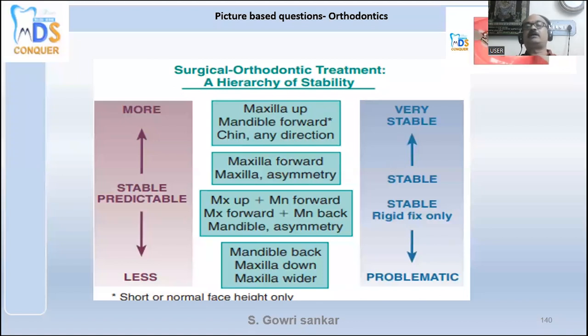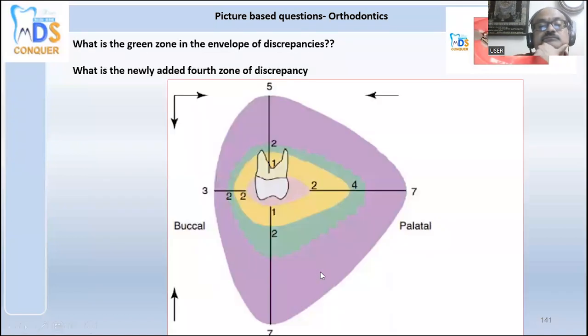They are not given as a picture-based question, but there are chances they may ask A, B, C, D, which one is first, which one is last. So more stable is the maxilla brought up, mandible forward, chin corrected in any direction. But bringing the mandible backward interferes with the function of the tongue and also the muscles of mastication, and maxilla down also closes the oral space. So what widens the oral cavity space is easy to retain. Remember simply this. It may be maxilla up or mandible forward. So just simply mug up this thing.